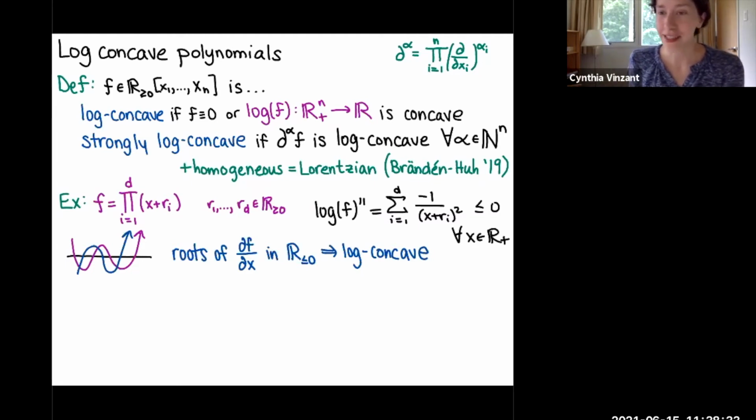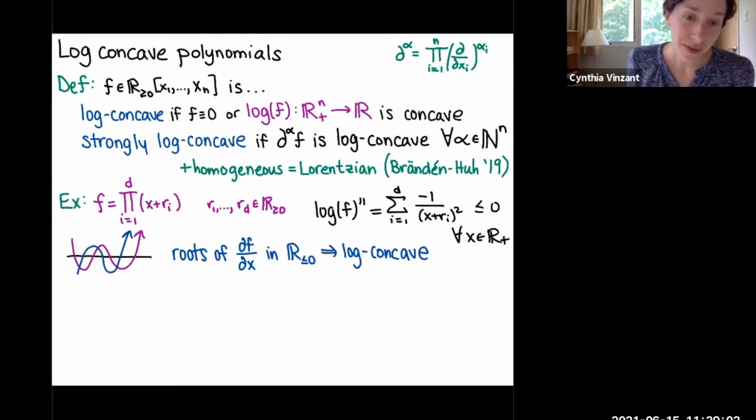There, it's extremely easy to see that it's log-concave because you do the calculus exercise of taking log and taking 2 derivatives. And what you find is you get a rational function that's clearly non-positive whenever it's defined. And in particular, it will be non-positive everywhere in the positive reals, everywhere away from the roots. So this shows that f is log-concave on the positive real line.